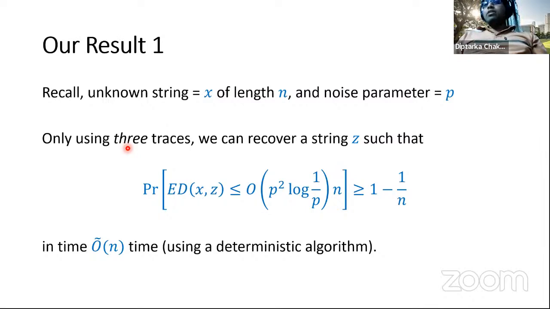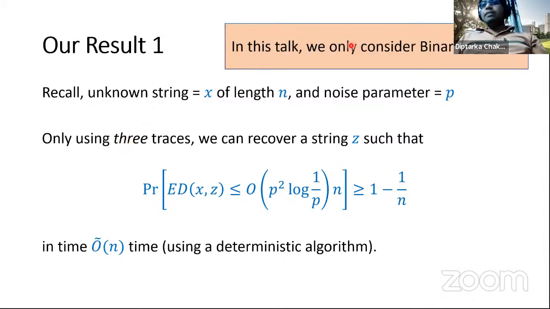Also, we consider a binary alphabet. Somehow the binary alphabet case is the most difficult case, because if we allow a slightly larger alphabet, something like poly(1/P), which for constant P is just a large constant-size alphabet, then we can even get rid of this extra log(1/P) factor. And this P squared n is essentially the best we can hope for using just 3 traces.